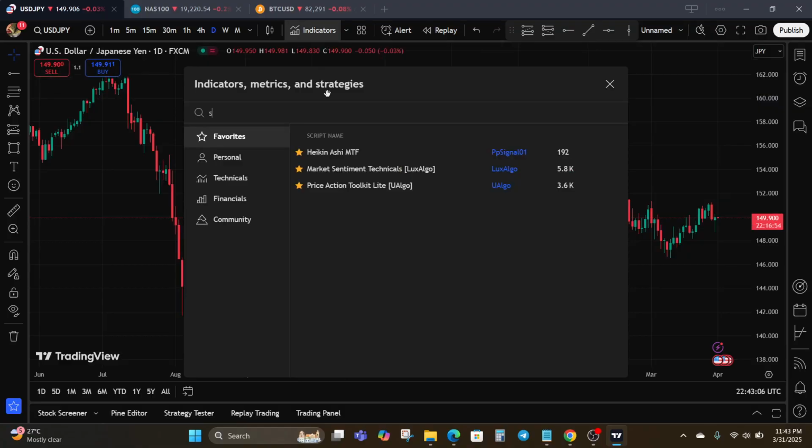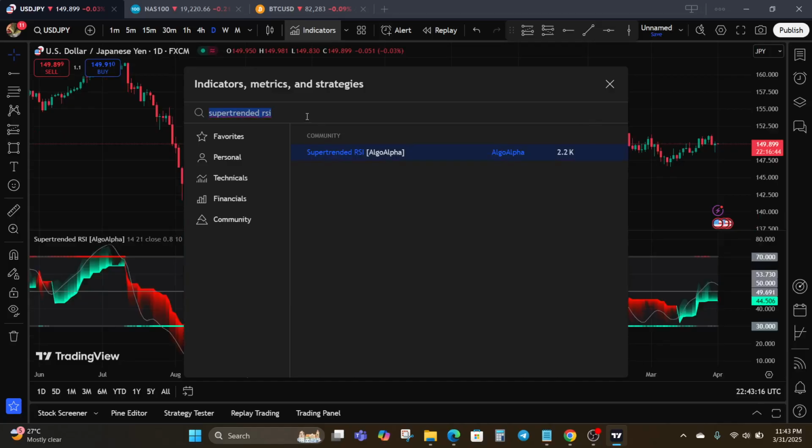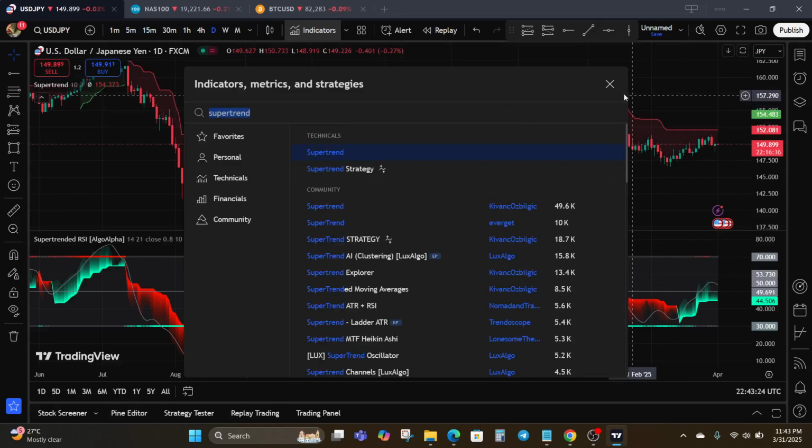So let us start by adding the SuperTrended RSI. Then let us just look at the SuperTrend indicator, for the sake of comparison.